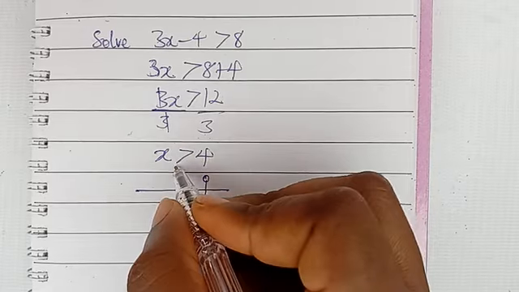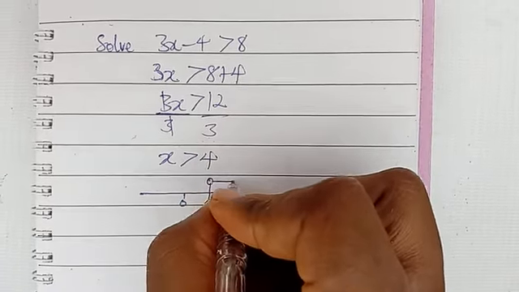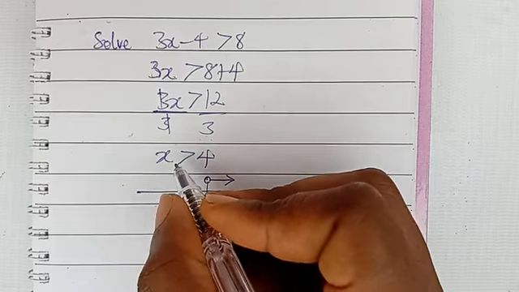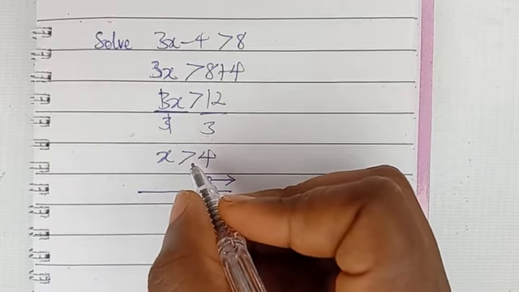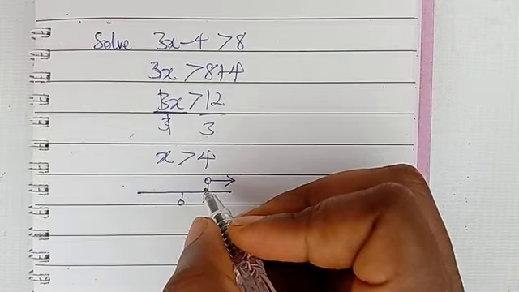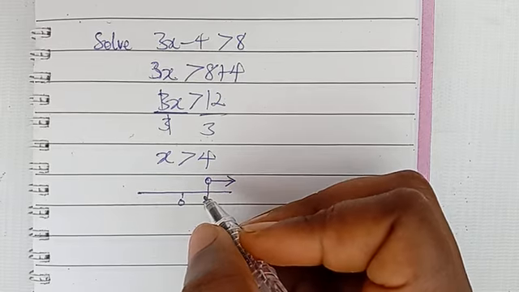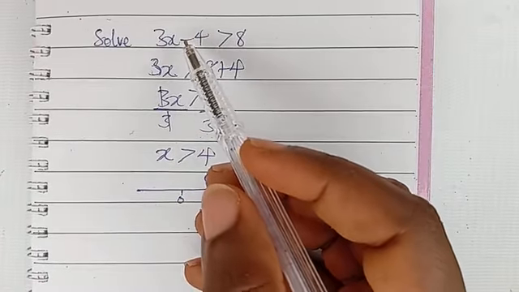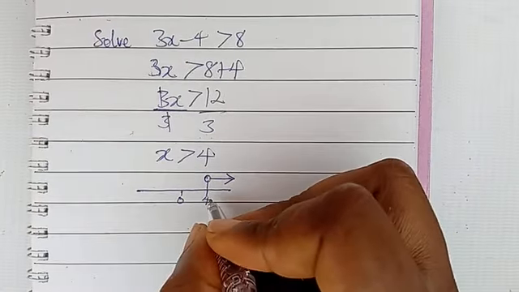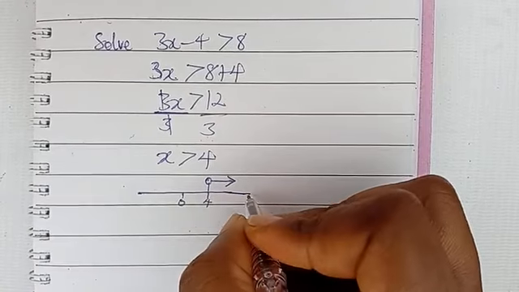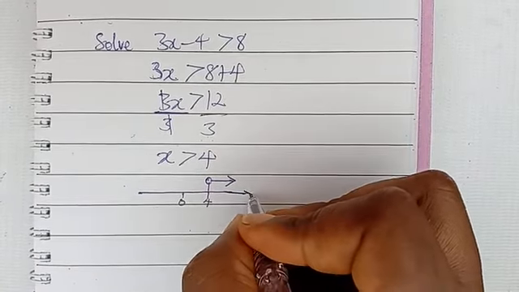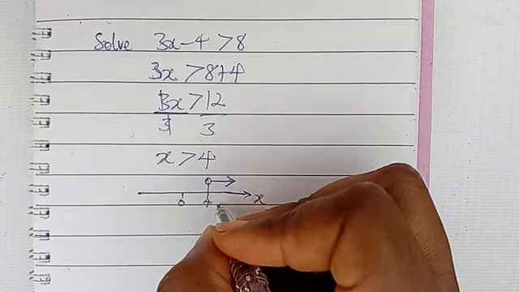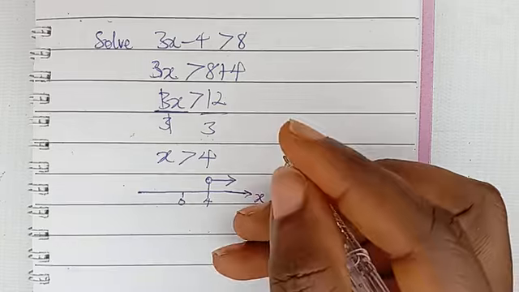Wherever this sign is facing, that is where it's going to face. Then this is going to be shaded if this was greater than or equal to. But since it's just greater than, that means it's not going to be shaded. And what does that mean for us? It means that the inequality is true for values of x that are greater than 4, not including 4. So we have 5, 6, 7, 8, and the rest of them.